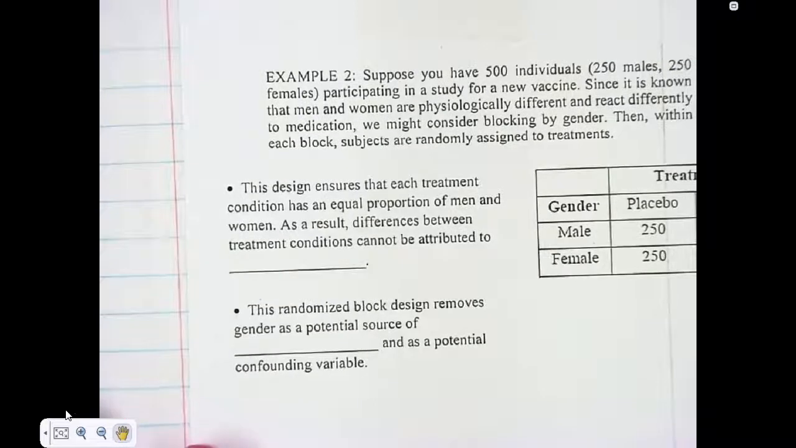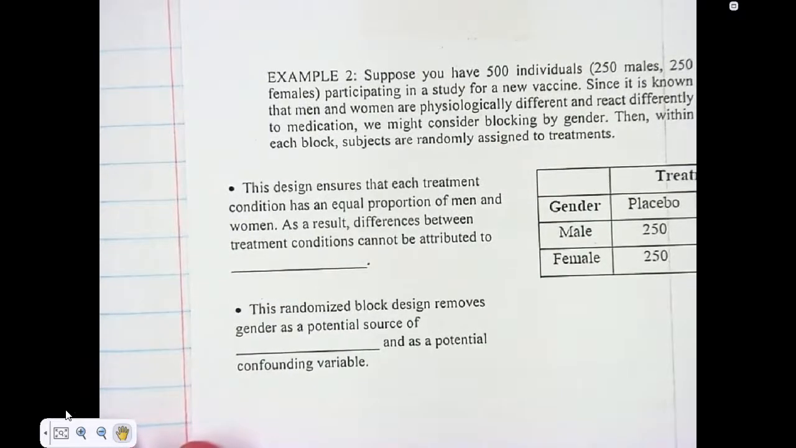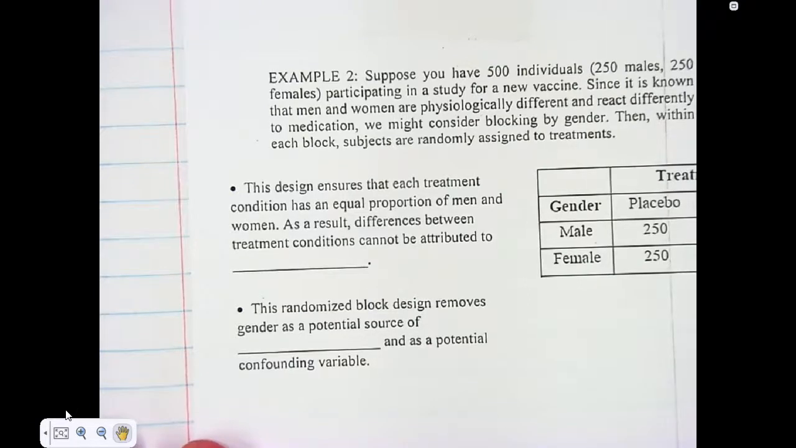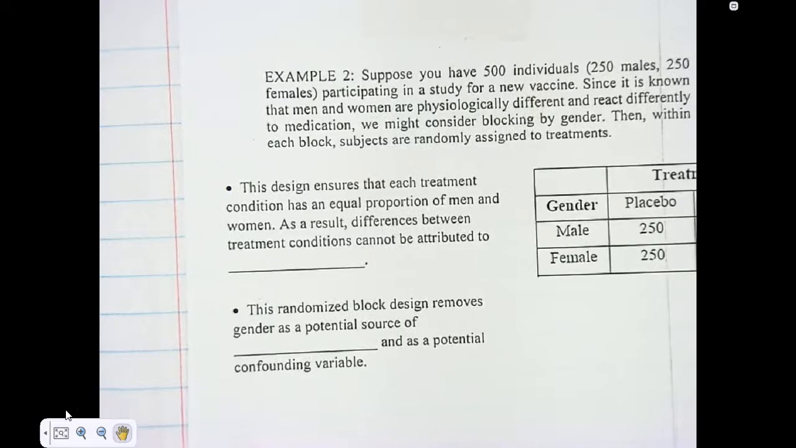Now, another example. Suppose you have 500 individuals, 250 males and 250 females, participate in a study for a new vaccine. Since it's known that men and women are physiologically different and react differently to medication, we might consider blocking by gender. Then with each block, subjects are randomly assigned. Okay, so that's an example of what might happen.